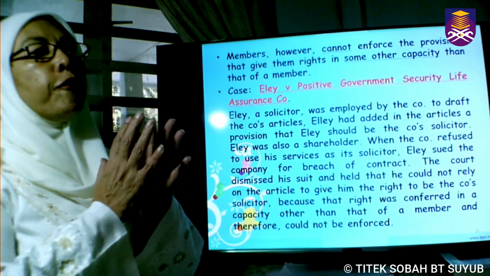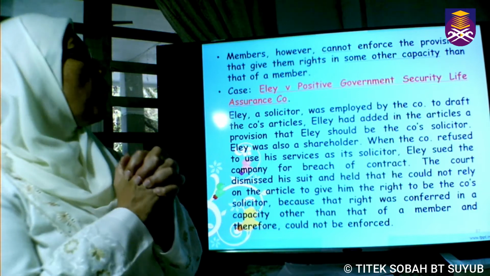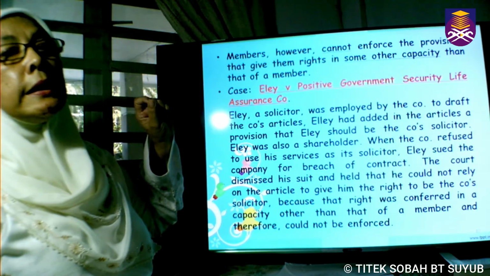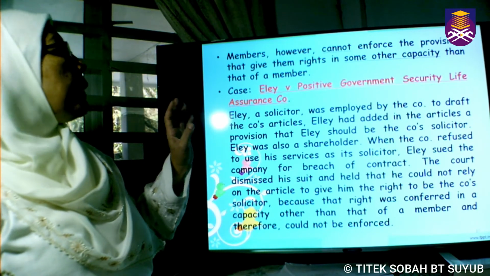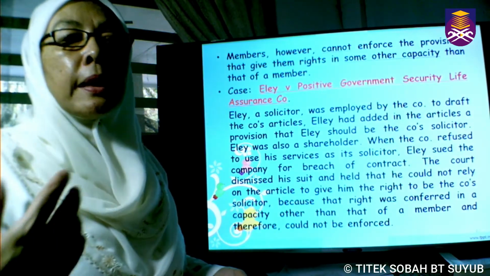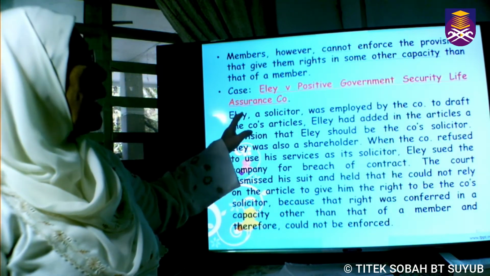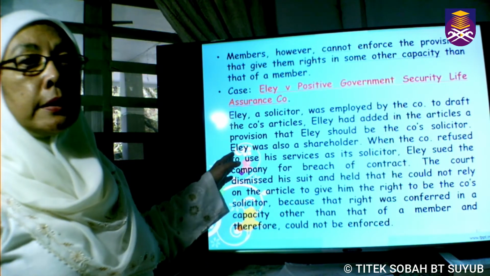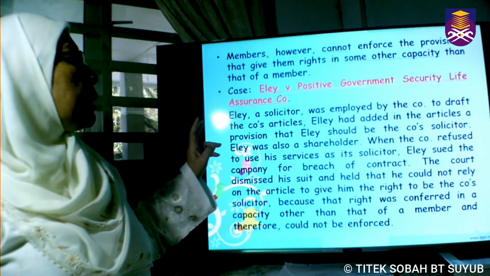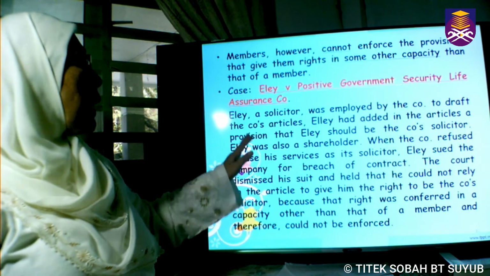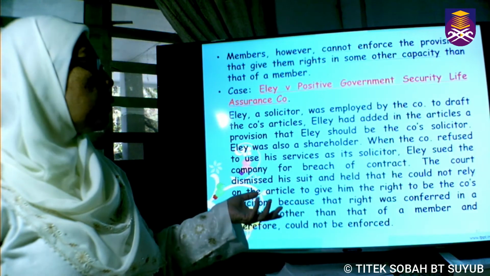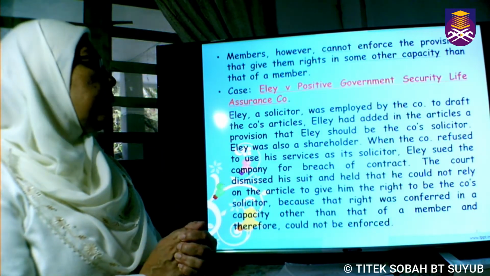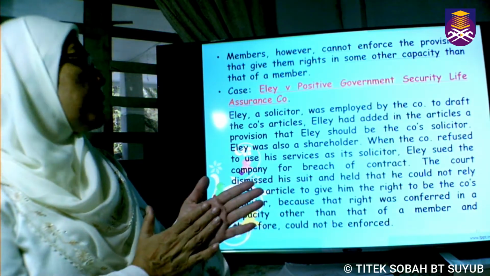The members can enforce the constitution against the company. However, it can only enforce provisions which give rights to them in their capacity as members, not in some other capacity. In the case of Eley v Positive Government Security Life Assurance, Eley is a solicitor. He was employed by the company to draft the constitution. So what he did, he added inside the articles of association a provision that he would become the company solicitor.